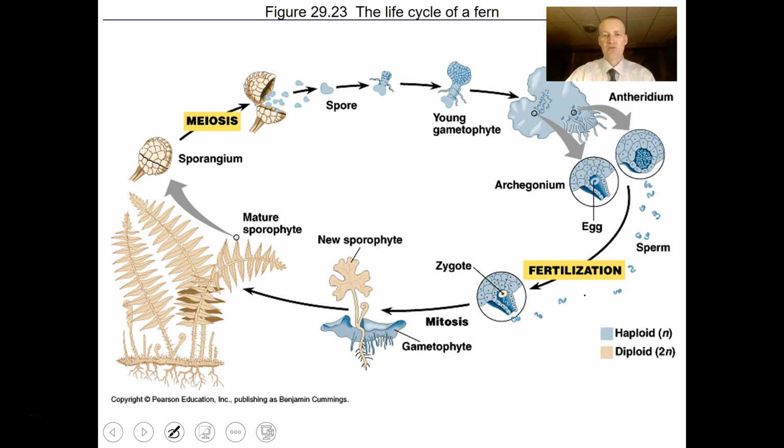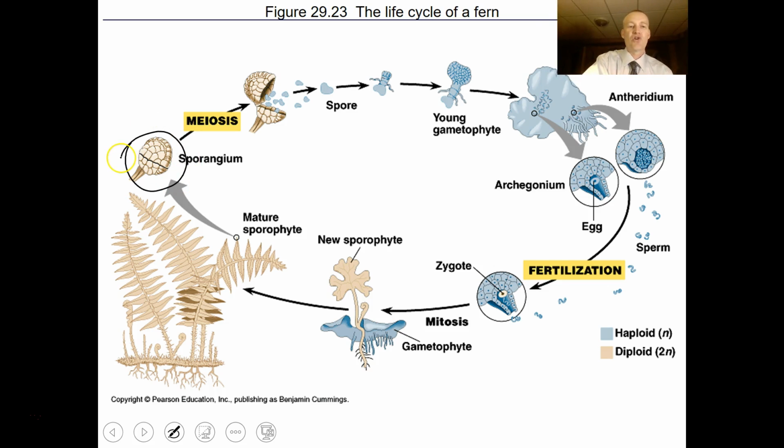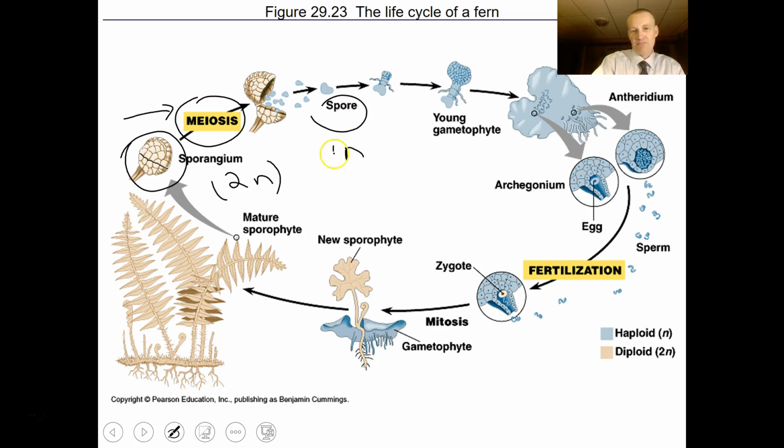This life cycle is a little bit bigger, so I guess I'll use my stylus to help us see some things. So here, let's start at the sporangium. It undergoes the process of meiosis. Remember, the sporangium is diploid, so all the tissues have two sets of chromosomes, so we have to undergo meiosis to produce the spores. So the spore is haploid, and it can undergo mitosis to produce the young gametophyte.